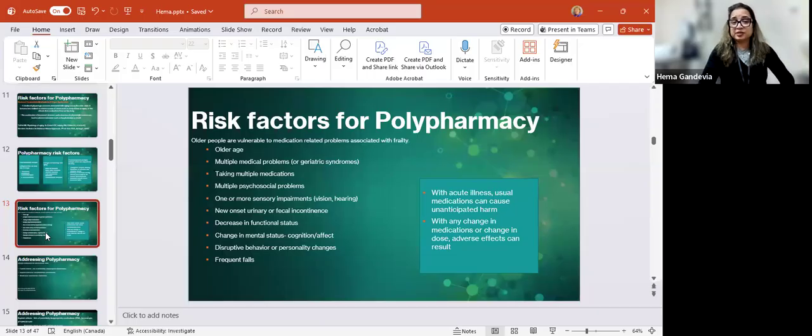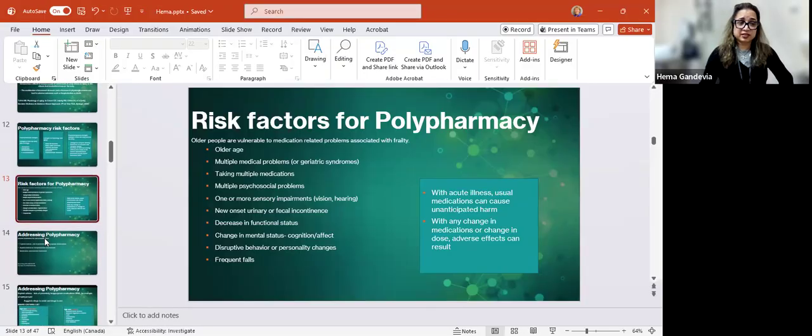With acute illnesses happening sometimes often to our seniors, the usual medications can cause unanticipated harm. Now we've seen that in multiple situations in the hospital too. When seniors come, their creatinine levels are different. They're either elevated due to illness, acute illnesses, etc. So the same medication that they were fairly stable on will have to be adjusted or maybe even held back during certain events. And if things are overlooked, adverse effects can result and the patient can definitely face a lot of reactions.